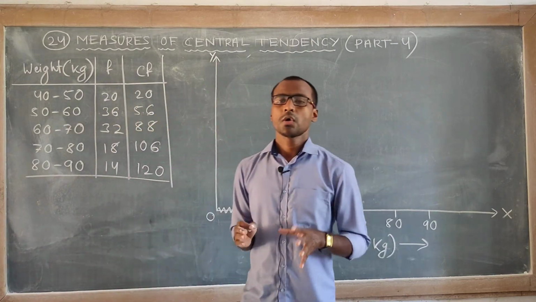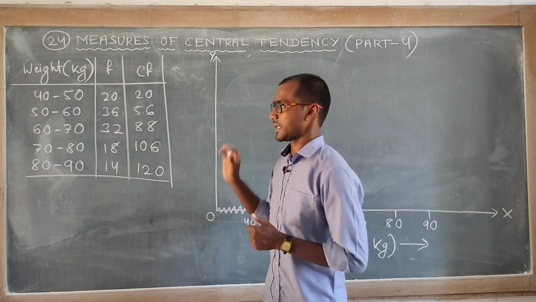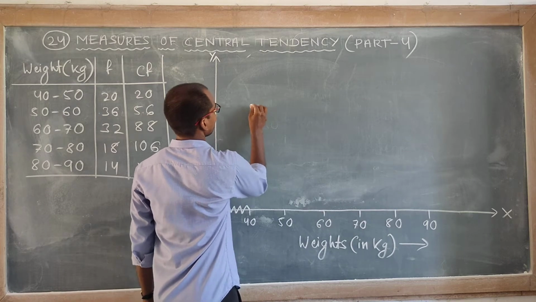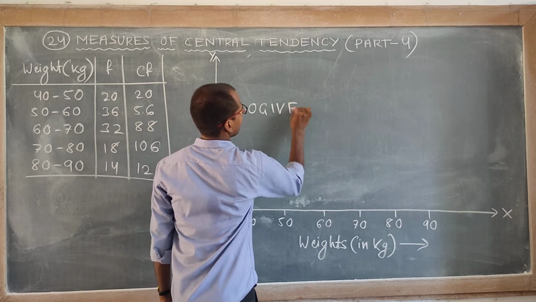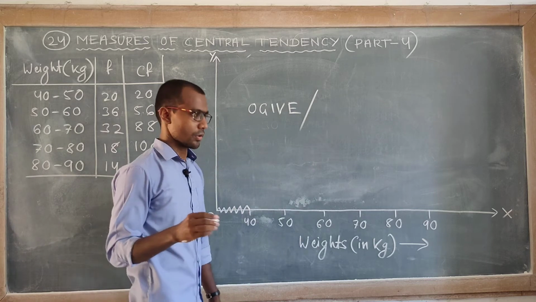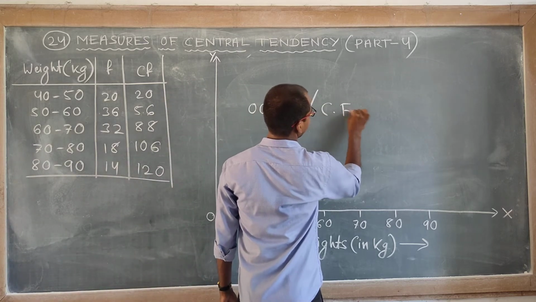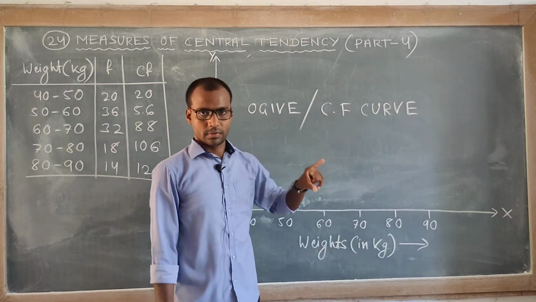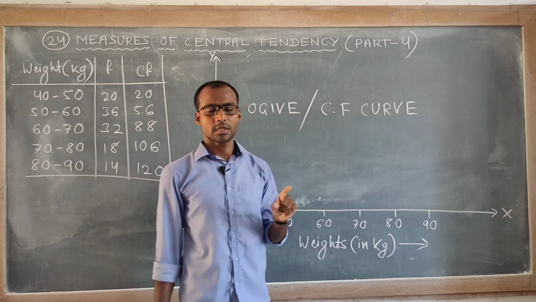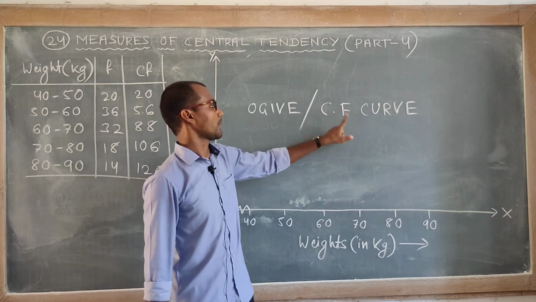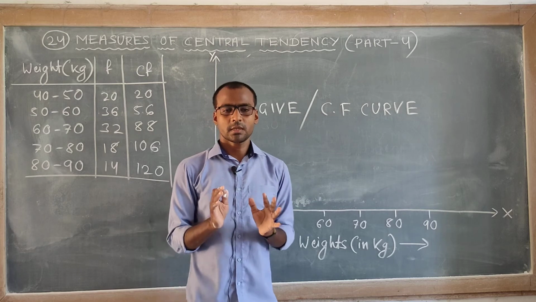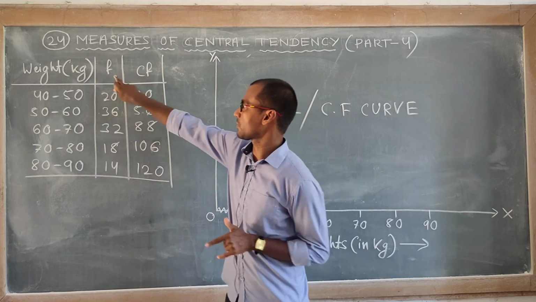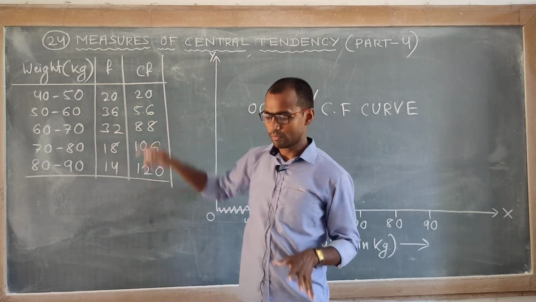In case of histogram, we represented frequency in the y-axis. But in case of OG, this is for OG. Okay. I am writing here OG, or CF curve, cumulative frequency curve. It is called OG or cumulative frequency curve. Okay. That means this graph will be based on cumulative frequency. Histogram is based on frequency, but OG is based on cumulative frequency. Remember this.